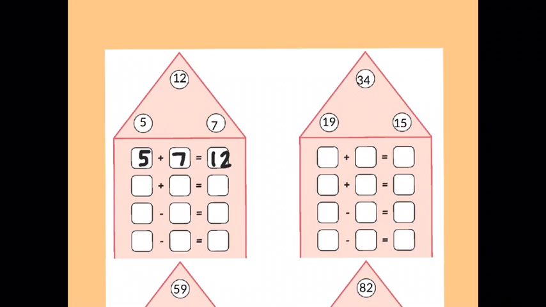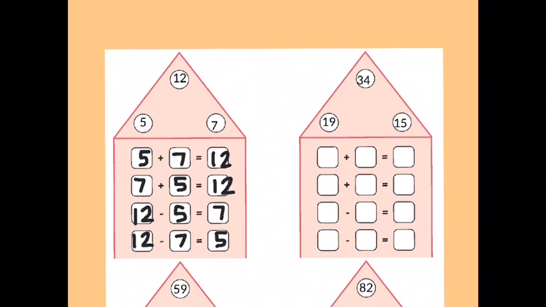Now addition can be done in any order, so we can say that 7 add 5 is 12 using the commutative law. Subtraction, I start with my largest number, so that will be 12 out of those 3. And I can take away my 5 and that will equal 7. Or I could start with 12, take away my 7 and that will leave me with 5. I've only used the numbers in my fact family. Let's have a look at the second example.